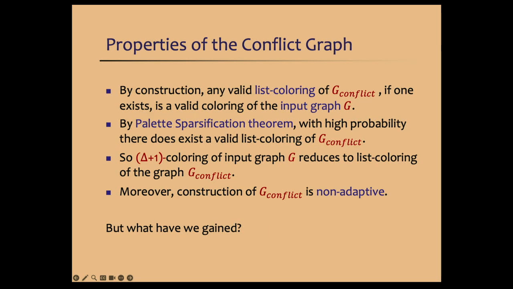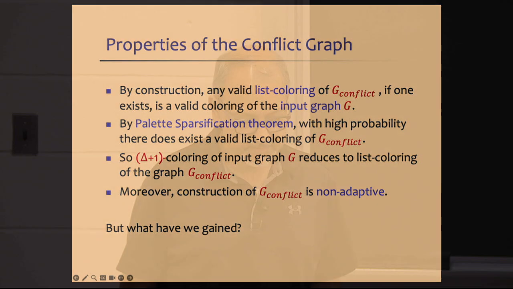Okay, so it's clear from the construction that any valid list coloring of the conflict graph, if it exists, is also a valid coloring of the input graph. And the palette sparsification theorem says the coloring is going to exist with high probability. So we have reduced the problem of delta plus one coloring of our original graph into the problem of list coloring this new graph, the conflict graph. And the construction of this graph was non-adaptive. I was able to make a decision for each edge independent of what the rest of the graph looked like. Okay, fine, so I have transformed my original problem into another problem, but what have I gained in this process?